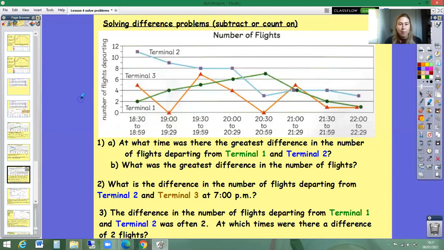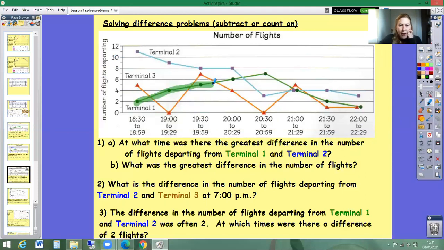Okay, so when we're looking at finding the difference, we've been doing quite a bit of finding the difference. We want to either use our subtracting methods, starting with the larger number and subtracting, or we want to count on from the smaller number. We want to find the bit that's sort of in between the two numbers that we're looking at. So question 1 says, at what time was there the greatest difference in the number of flights departing from Terminal 1 and Terminal 2? So I need to find the greatest difference in the number of flights departing Terminal 1 and Terminal 2. So let's look at Terminal 1.